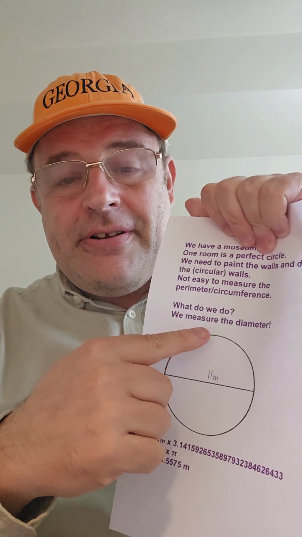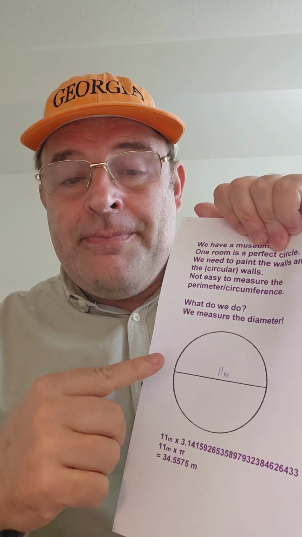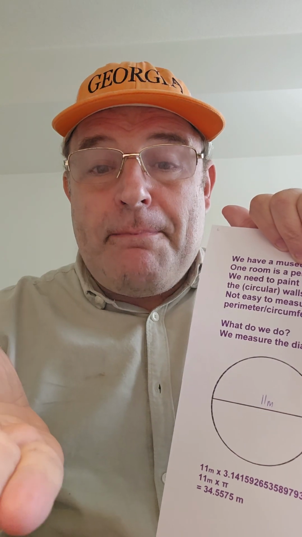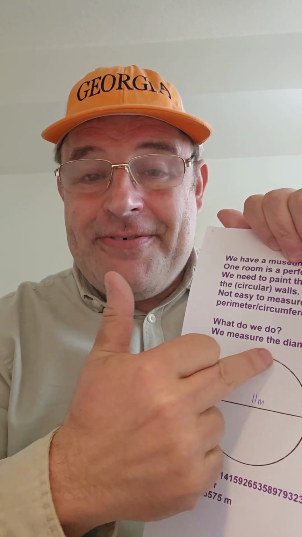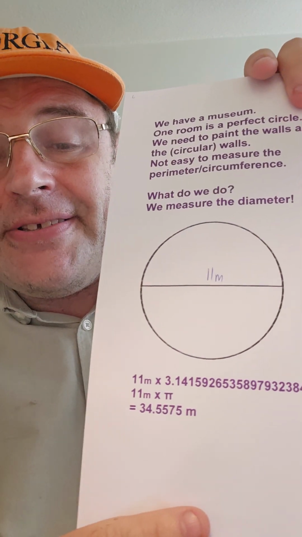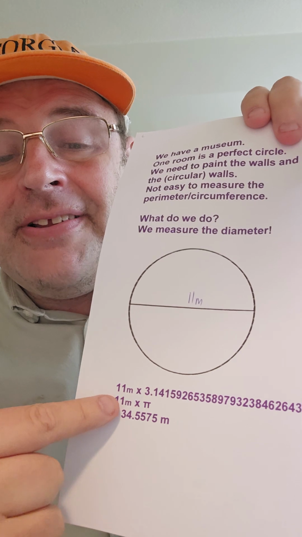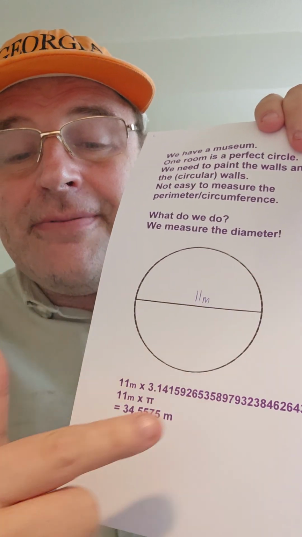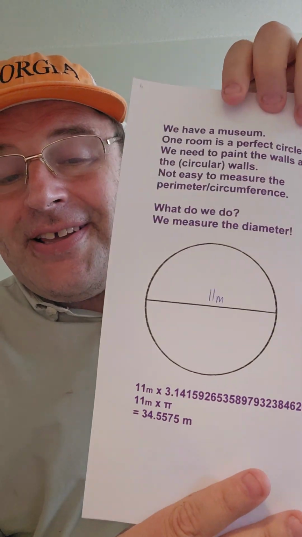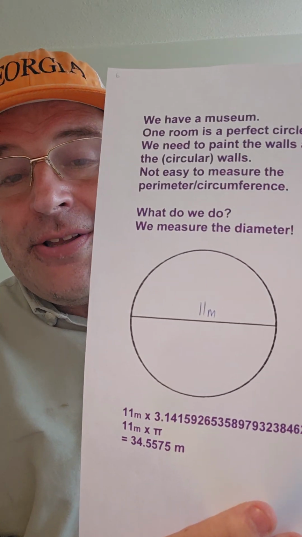So what we can do, instead of going around the circular room, we can measure the diameter, multiply by pi, and we'll get the circumference or the perimeter around this room. And we measure across and we get 11 meters. Great. So 11 times pi gets me the circumference, and it comes to 34.5575 meters. See, I've just used pi. Here's one example how we can use pi.